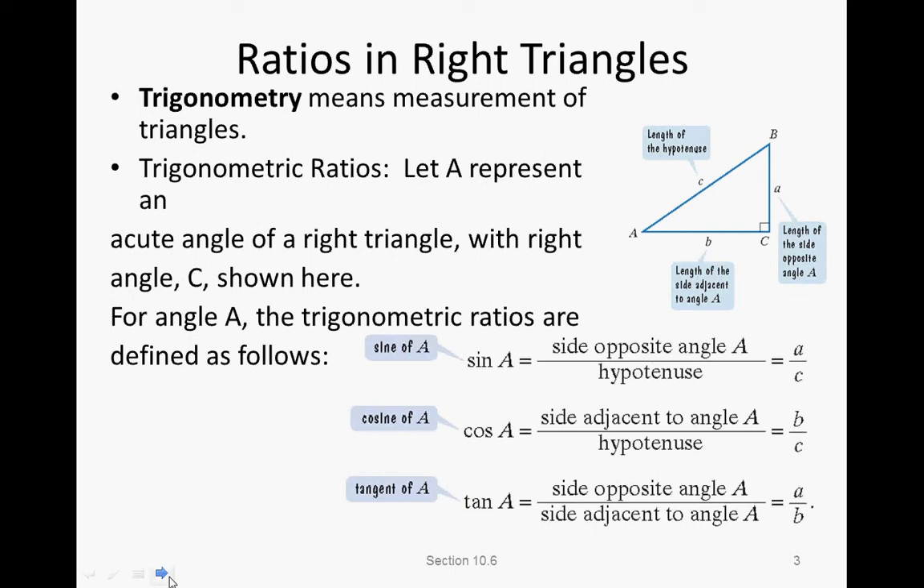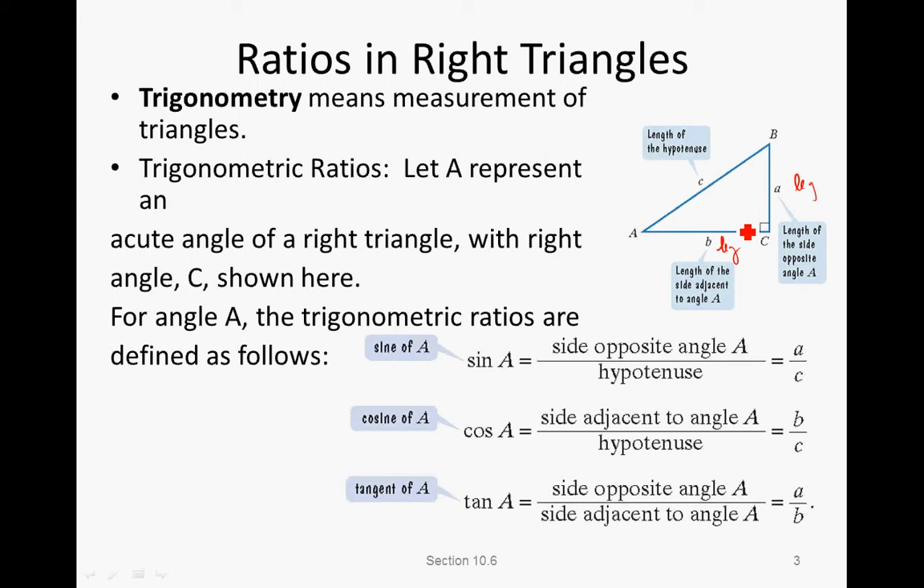The first thing you need to remember is that a right triangle has one right angle designated by the small square in the corner of the right angle, and the two sides that form that right angle are called the legs. So we have the leg A and the leg B, and then the hypotenuse, the third side, is the longest side. It's usually given by the letter C, and it's usually called the hypotenuse.